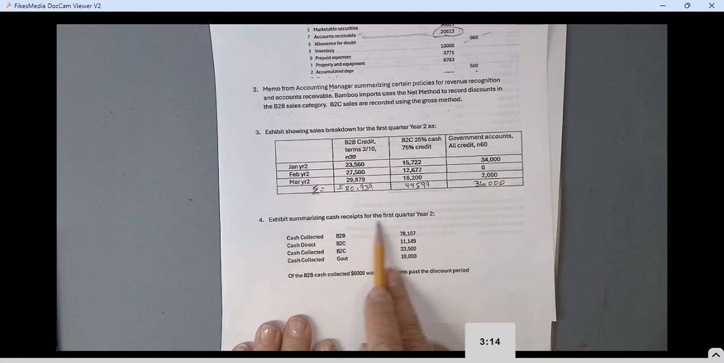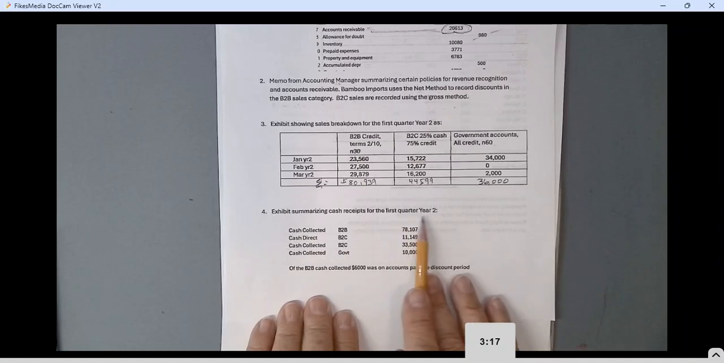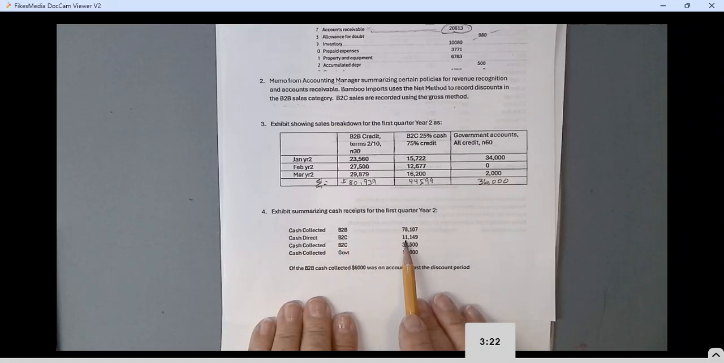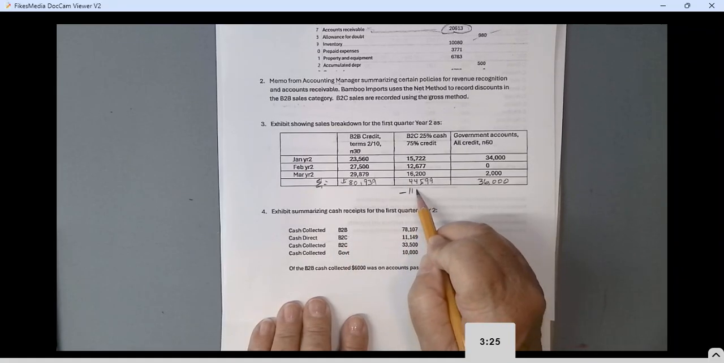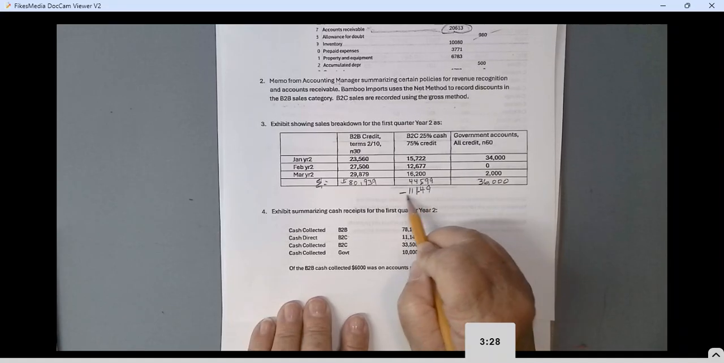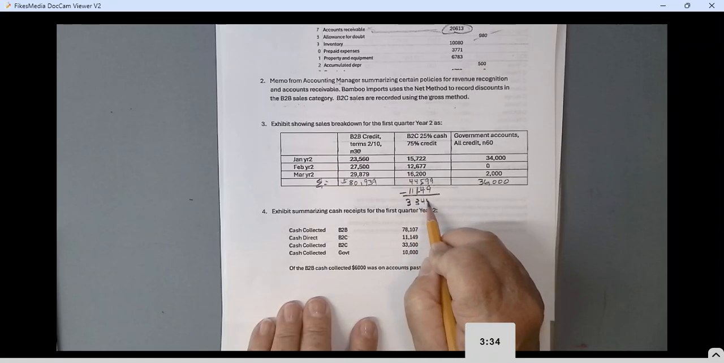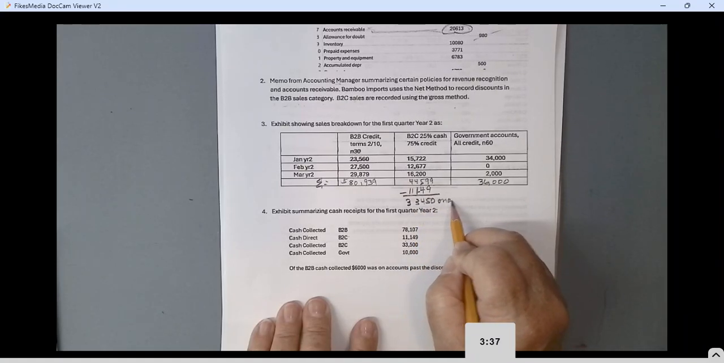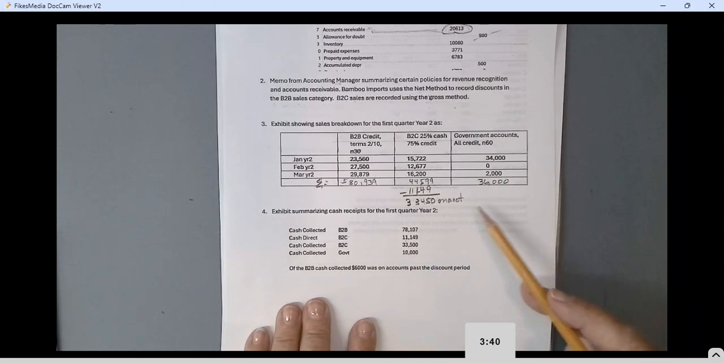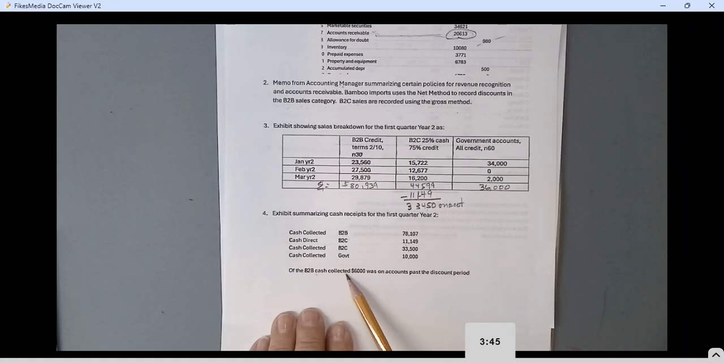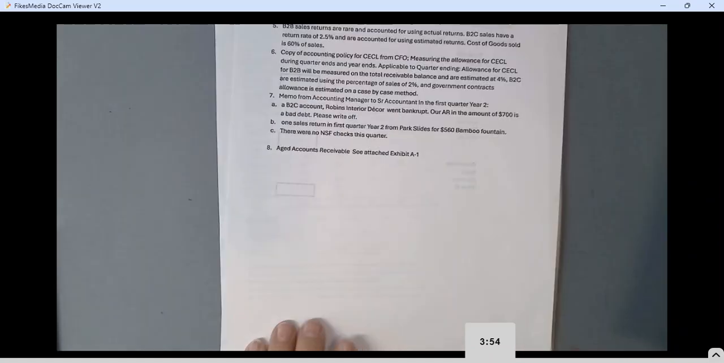So I noticed that my next exhibit summarizes the cash receipts received for the first quarter year two. My B2B, my cash direct for the B2C, oh, there it is, 11,149. So I subtract that from my total cash, and I have 33,450 on account. Okay, those are my receivables. So I have a note down here that says of the B2B cash collected, 6,000 was on accounts past the discount period. So I make a note of that. We have to deal with that.